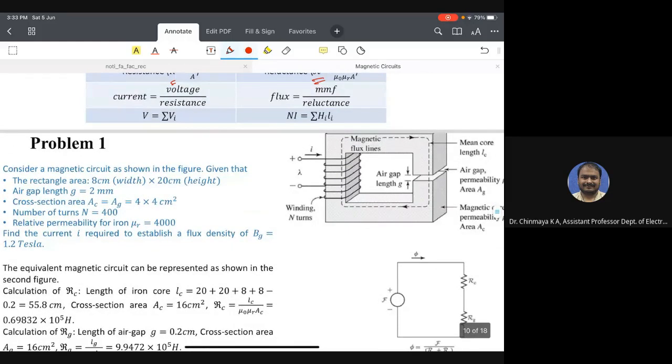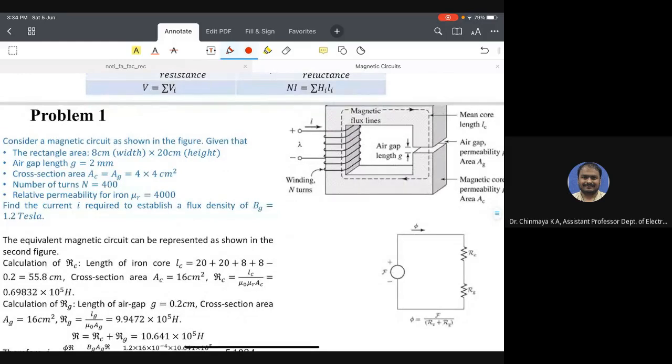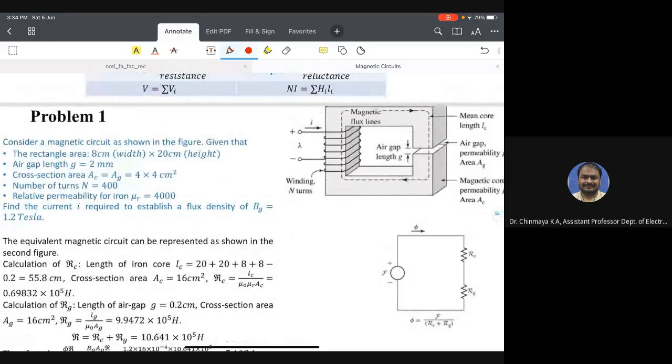First, consider a magnetic circuit as shown in the figure. What is the rectangle area? The core has a width of 8 centimeters, and the height is 20 centimeters. There is an air gap of 2 millimeters.